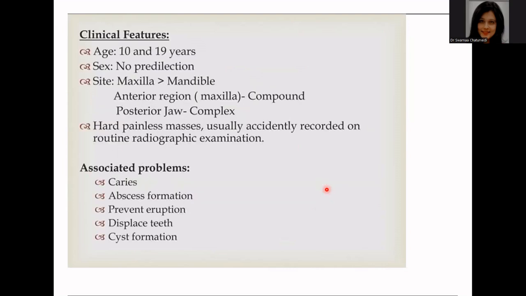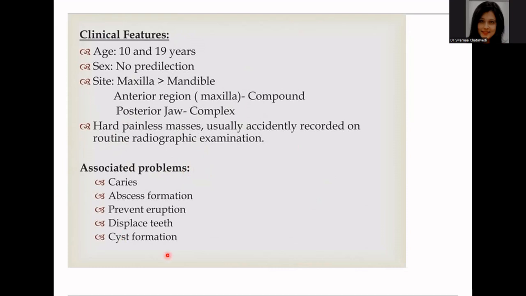If we look at the clinical features, the age is 10 to 19 years, with no sex predilection. The site is the maxilla. In the anterior region of the maxilla we find compound odontomas more commonly, while in the posterior, complex are more common. They present as hard, painless masses, usually accidentally recorded on routine radiographic examination. Rarely does any patient come with a complaint of pain.